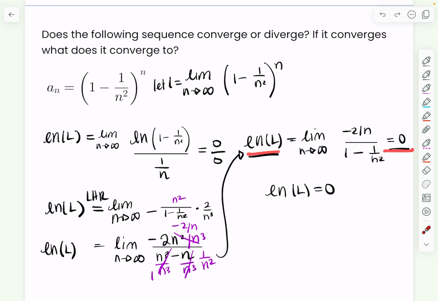But this is the log of our limit. We want our limit. So to get our limit, we have to get rid of the log. To get rid of the log, we do an inverse operation. What we do to one side, we have to do to both. So this cancels out. We're left with the limit being just e to the 0, which is just 1. And so because we found that the limit is equal to 1, we can say that this sequence converges to 1. And that's it for this video.